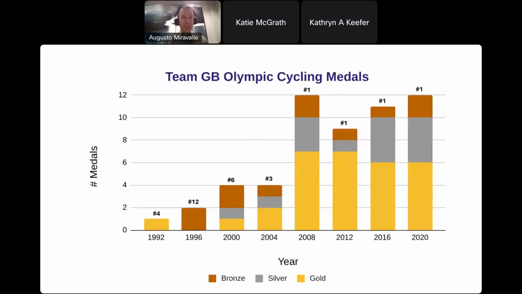And this is what his formula did. You can see that before his appointment as coach, the British Olympic cycling team did not win that many medals. And after he introduced these marginal gains, it changed significantly with the same people.